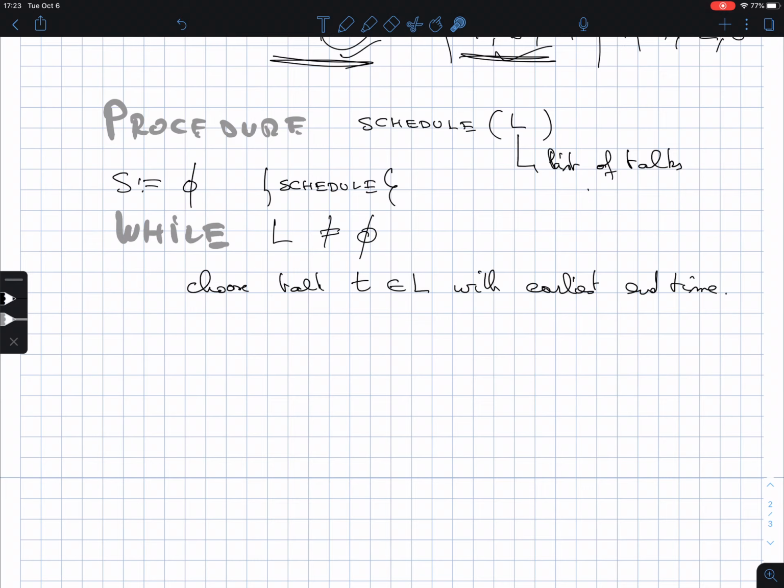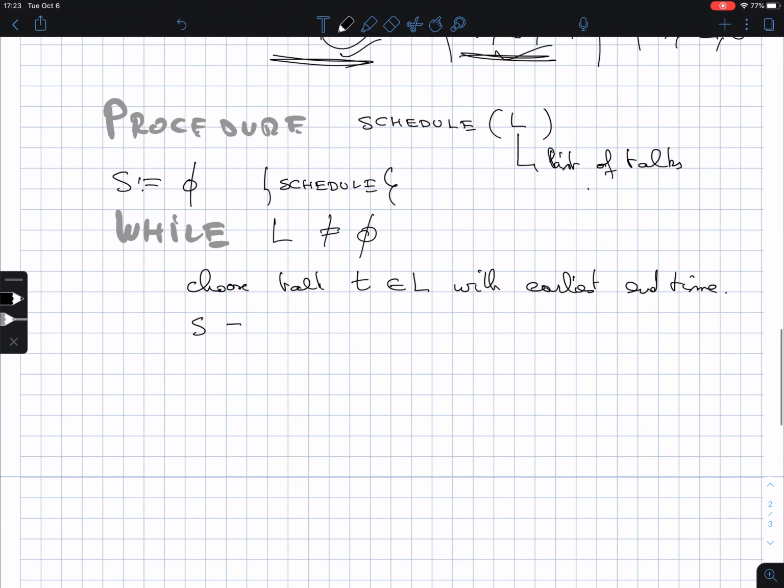Okay, so what do I do? Well, a couple of things happen now. This talk should go into my schedule. That is my greedy strategy, taking this talk and putting it into the schedule. So let's do that. S becomes S and adjoin my talk T. This is the clever thing to do, add T to it.